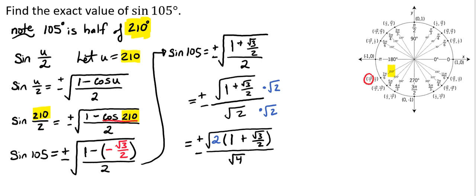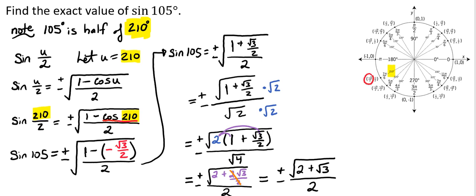We're going to distribute our 2, and we know that the square root of 4 is 2. So we're going to simplify now. Now we have plus or minus the square root of 2 plus 2 radical 3 over 2, all divided by 2. We can simplify that a little bit more by crossing those 2's out right there. That gives us plus or minus radical 2 plus radical 3, all divided by 2. And that's as simplified as we can get it.